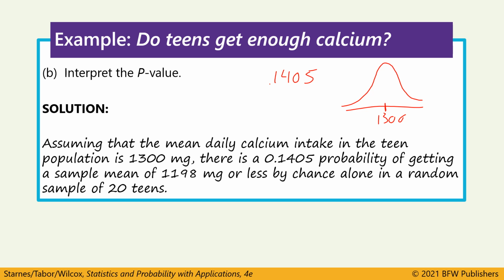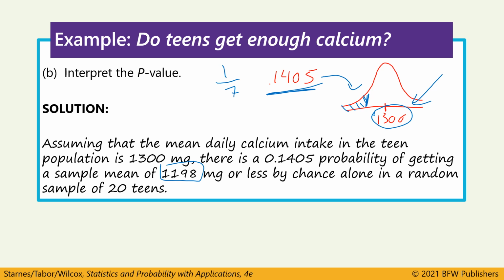Our sample result of 1198 will happen about 14% of the time in a distribution where they actually are getting enough calcium. That's not unlikely, it's not unusual. We would expect this to happen fairly regularly. This is about a 1 in 7 chance. And because it would happen fairly regularly, we would attribute it to just natural sampling variation.